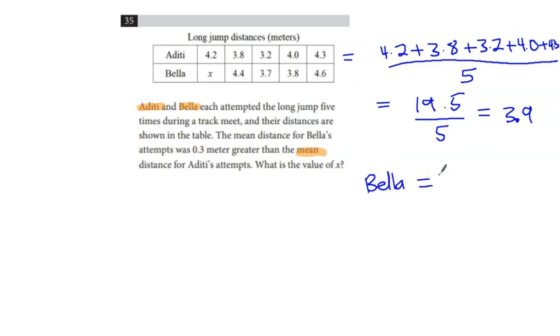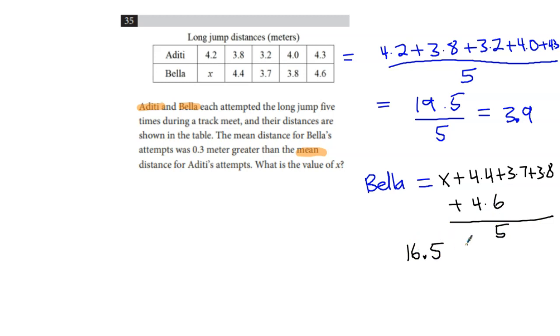Now let's find the Bella average. That's x plus 4.4 plus 3.7 plus 3.8 plus 4.6, all divided by 5. So that gives us 16.5 plus x, all on 5. Now let's go back to the question. It said that the mean distance of Bella's attempt was 0.3 greater than the distance for Aditi's attempt.